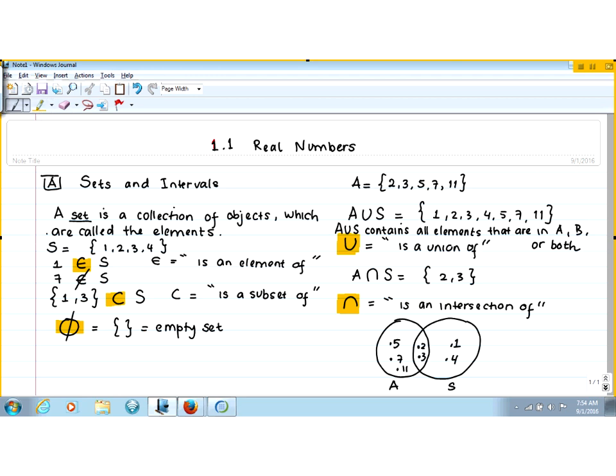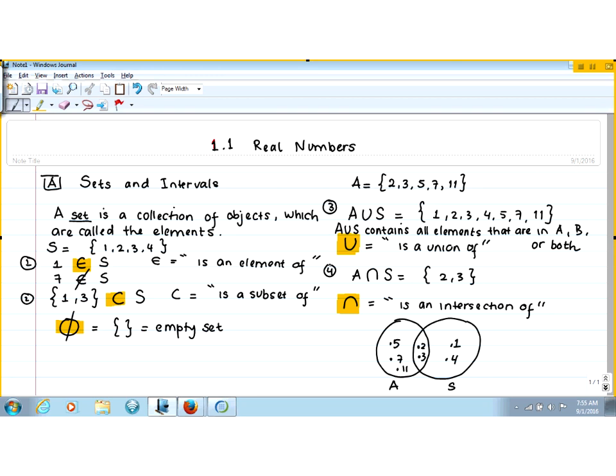Maybe I should write this first, right? So maybe let's label this. This is an element of, this is a subset of, this is the union, okay? And this is the intersection.